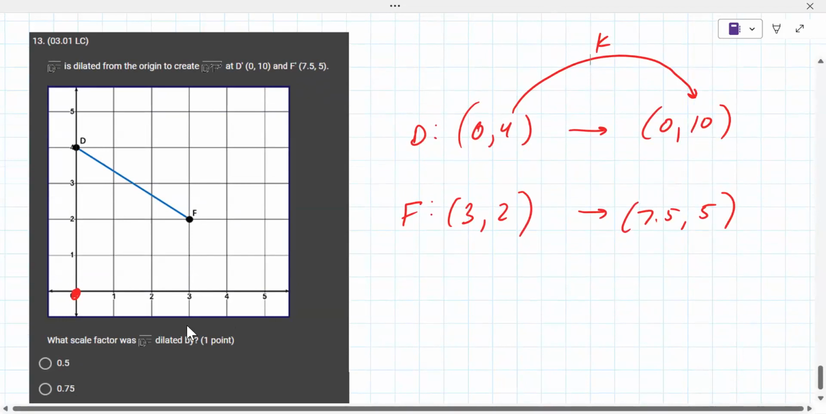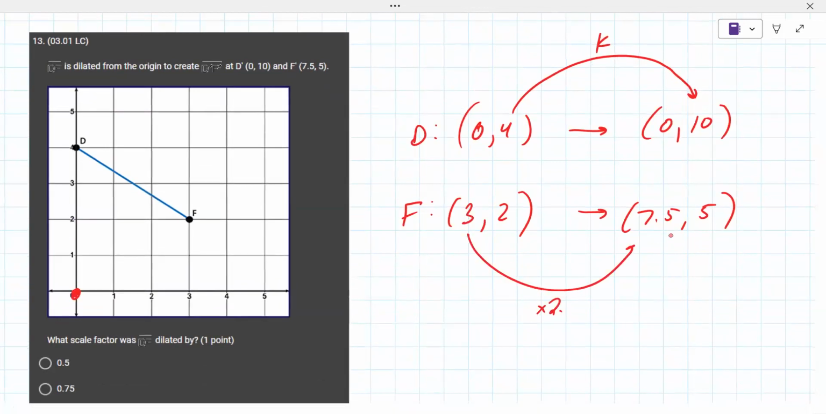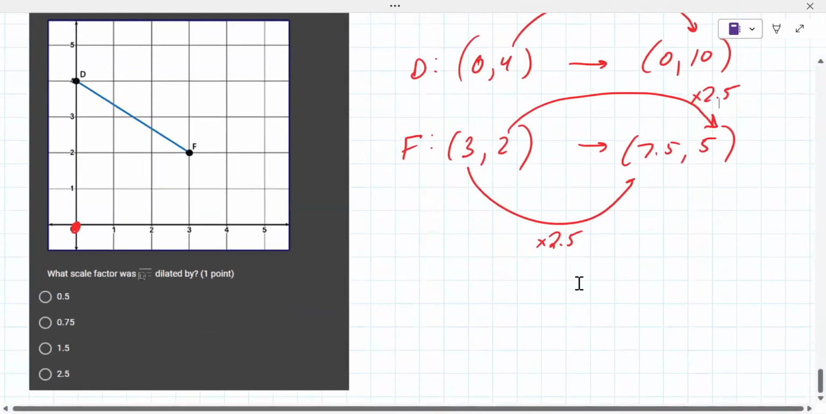2.5. 2.5, yeah. Now, does that work over here? Is 3 times 2.5, 7.5? Yeah. How about 2 to 5? Yeah, so there you go. There's your answer.